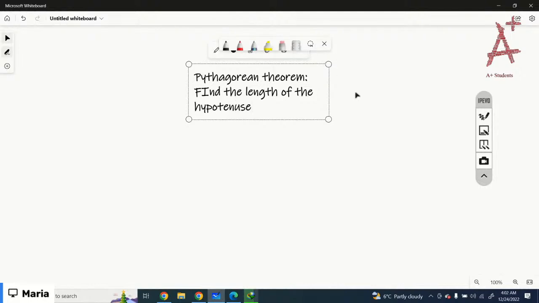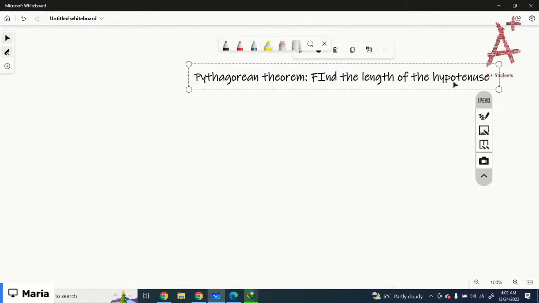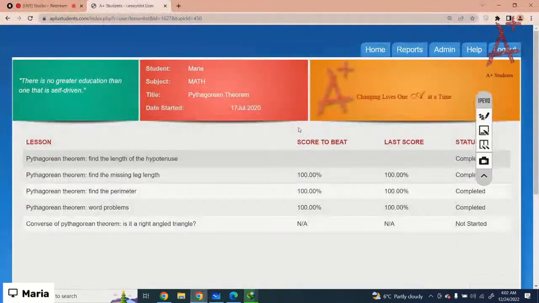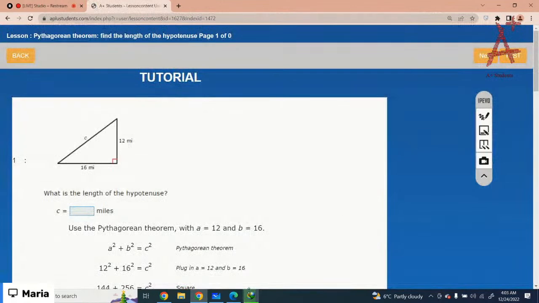Okay, let's start with the first lesson. Here I am on grade 8 maths. The chapter name is Pythagorean theorem, and I'm going to start with the first lesson, that is Pythagorean theorem, find the length of the hypotenuse. First of all, I'm going to explain the right angle triangle.